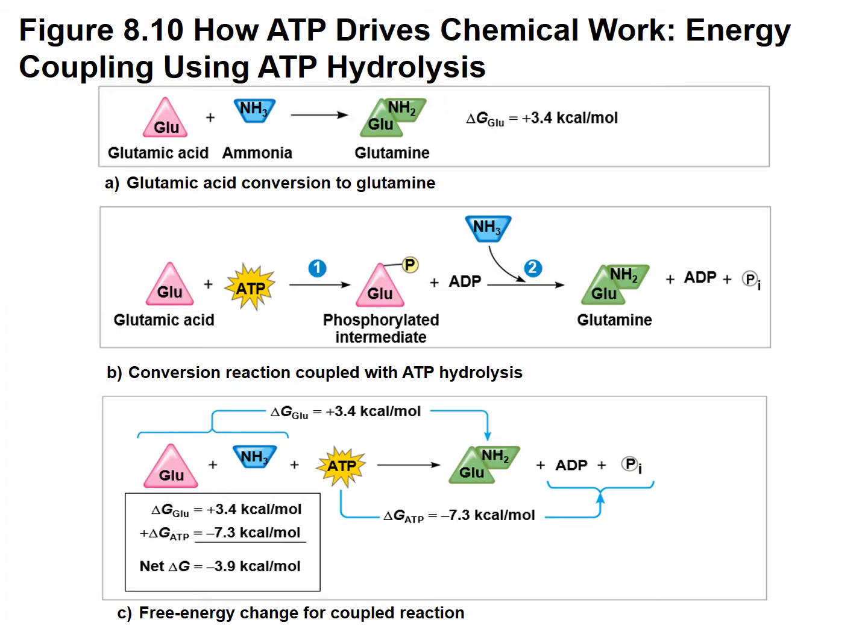Now this reaction looks complicated. I just want you to look at the delta G values. In the top panel, A, we have a delta G value of plus 3.4. In the bottom panel, C, there's a delta G value of negative 7.3. When we add these up, we get a total delta G of negative 3.9. So this is just to show that when you couple the reactions together, the overall delta G is going to be negative. It's going to be an exergonic reaction in total when these reactions are coupled together.